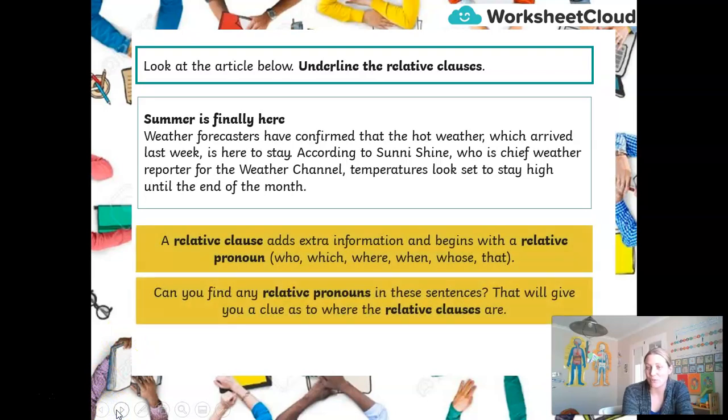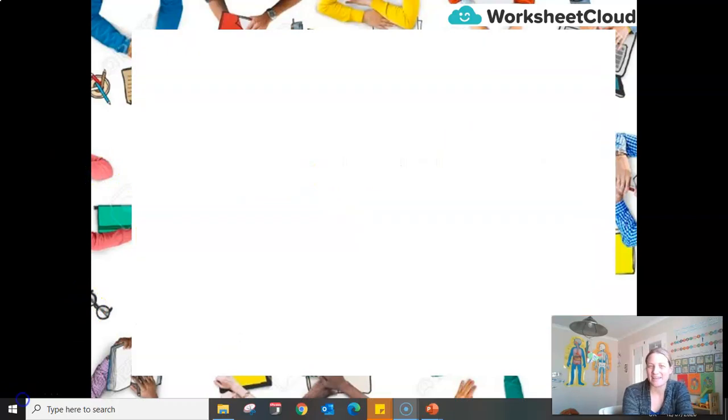Remember, remind yourself what a relative clause is. There we go, it gives extra information and it starts with a relative pronoun. So the first thing you can do is spot the relative pronouns in the sentences, because that will help you to find the relative clause. Right. Let's see if you got them. There we go. Which arrived last week? Who is chief weather reporter at the Weather Channel? Oh, sorry, it's not 3. Sorry about that. Okay.